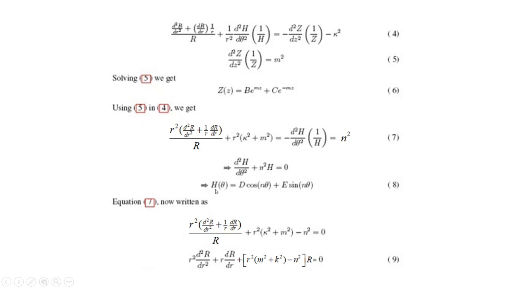Therefore, you can write the solution h of theta in terms of constants. We can write this as m square, D square plus n square equal to 0, so D is equal to plus or minus i n. So you can write h of theta as some constant times cos n theta plus some other constant times sin n theta. Because a, b, c are already used, here we have used the constants d and e. Call this equation 8.